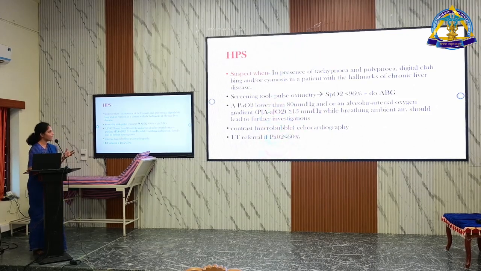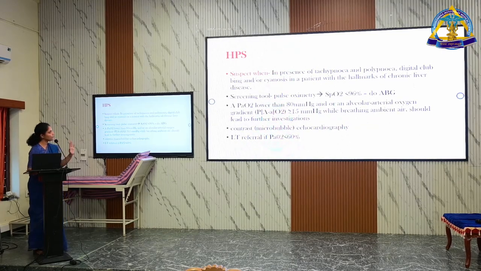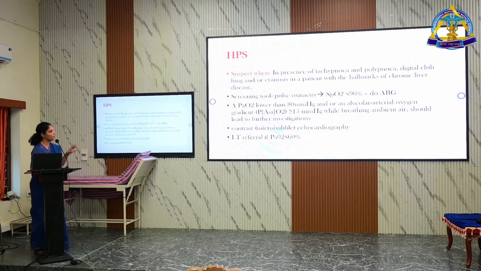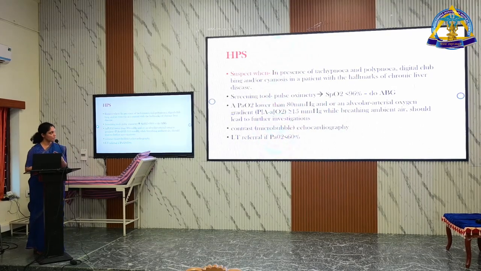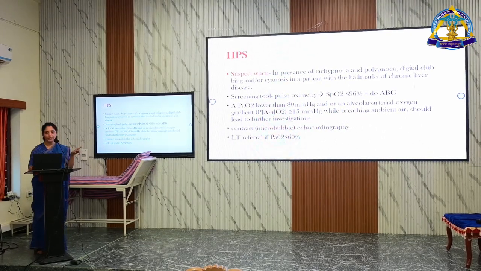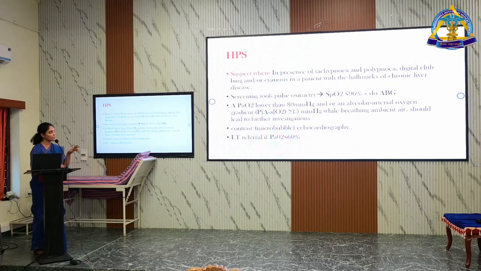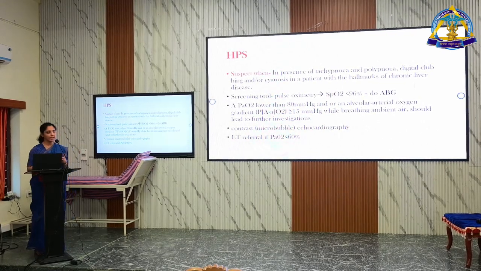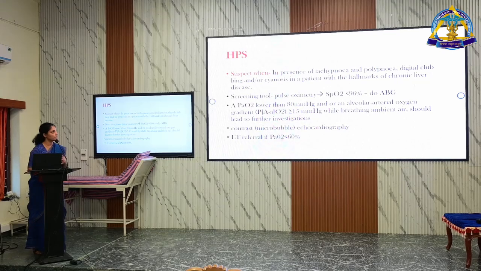Then hepatopulmonary syndrome. I've just put a slide to say what it is. You suspect this when the patient with cirrhosis has tachypnea or digital clubbing or cyanosis. How can you screen the patient? You go for digital pulse oximetry. If the SpO2 is less than 96%, and if it is more than 96, you can safely say it's not HPS.